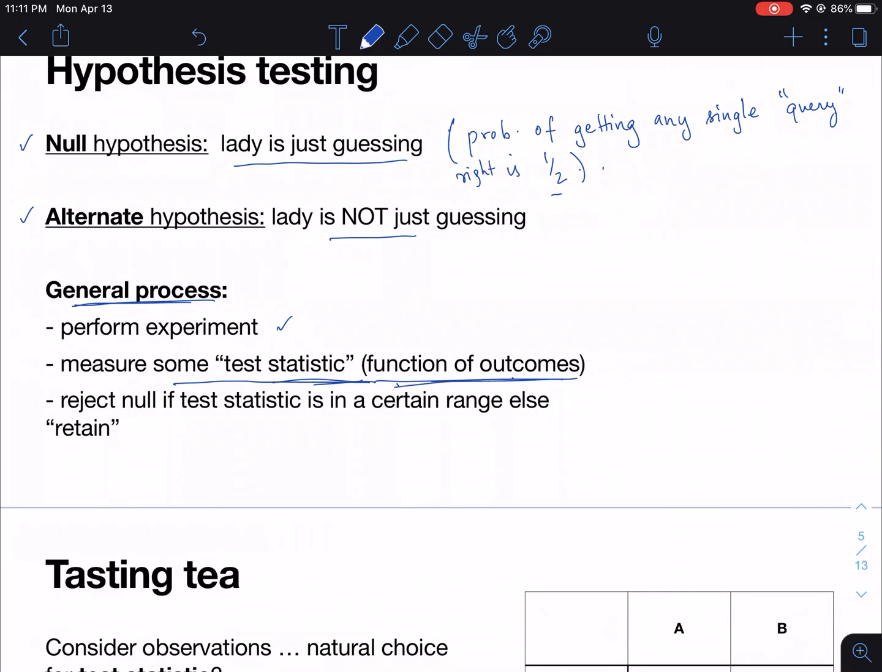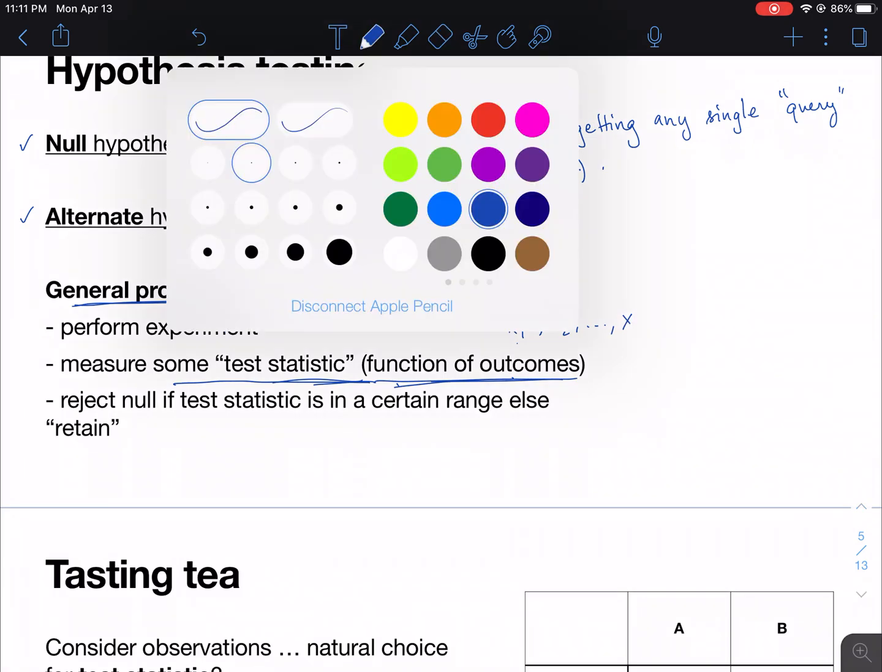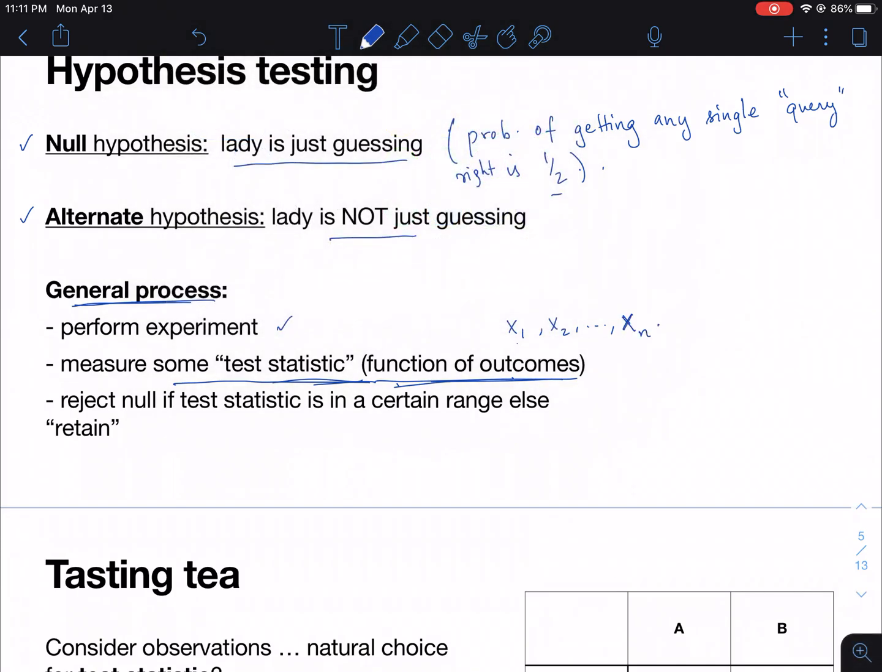So in general, for example, for the coin tossing examples, your outcomes could be x1, x2 up to some x10 or x20, something like that, right? If you tossed a coin n times, then these would be the actual outcomes. And a test statistic is just some function of these outcomes. So remember, a statistic is always a function of your observed samples. It's called a test statistic because it is the statistic that we are using for hypothesis testing. So that's the second step.